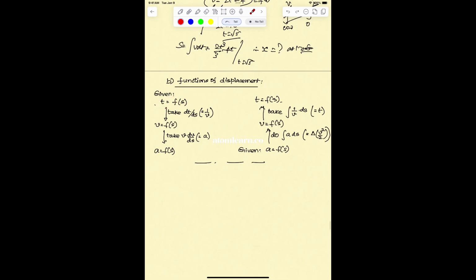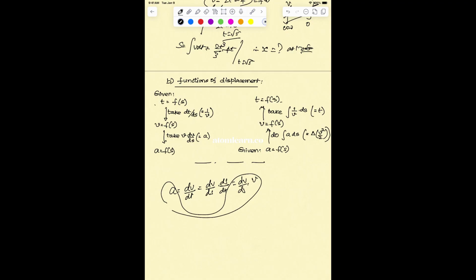Next, to get acceleration, you know already that acceleration can also be defined as v dv by ds. If you want to see why it is like this, it is because you know that acceleration equals dv by dt. This can be written as dv by ds into ds by dt, because we can cancel the ds. Now this is equal to dv by ds into, ds by dt which is velocity. Therefore acceleration can also be written as v dv by ds.